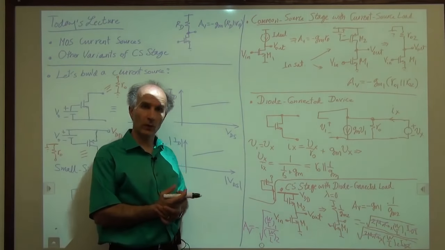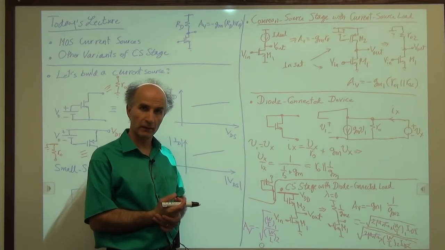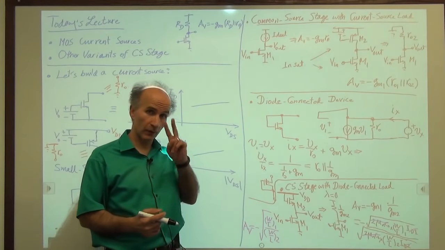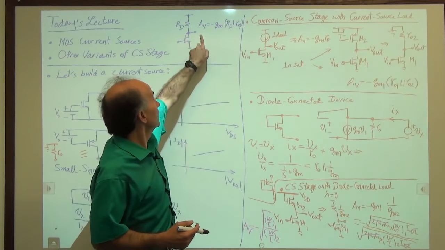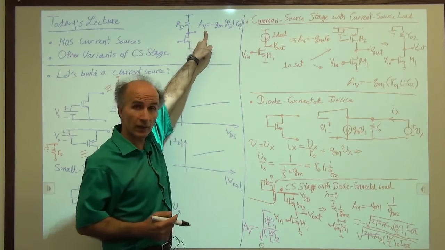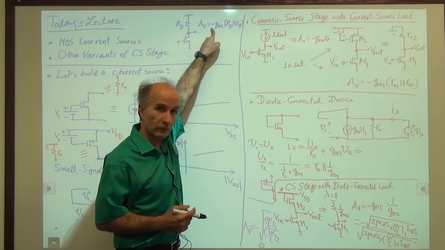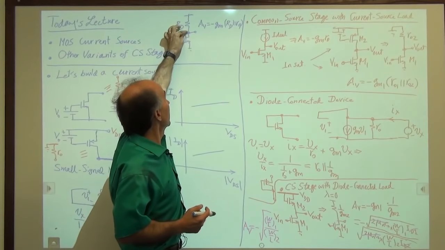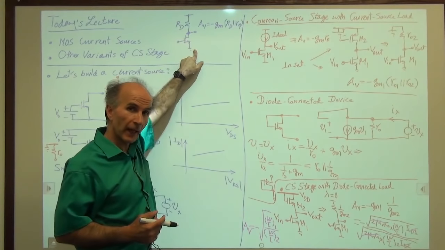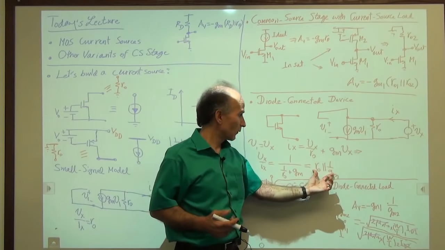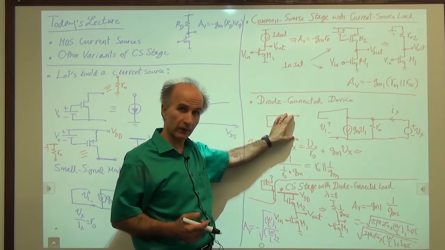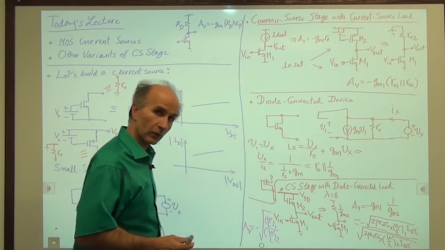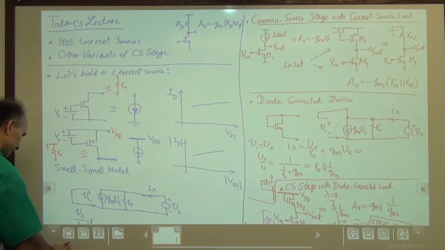Okay, so what does your answer look like? Well, to solve the circuit with lambda not zero, we just need to remember two expressions. One is the gain of the common source stage, like so: minus GM times the total resistance tied between drain and AC ground. And the other is this equation for the impedance of a diode-connected device if lambda is not zero. So remember these two and go to the next page and see what happens.